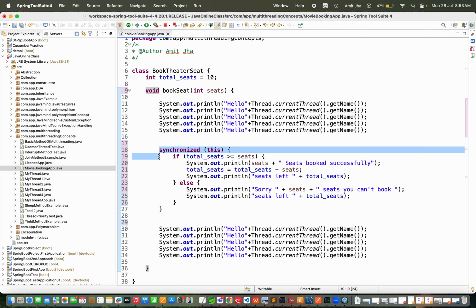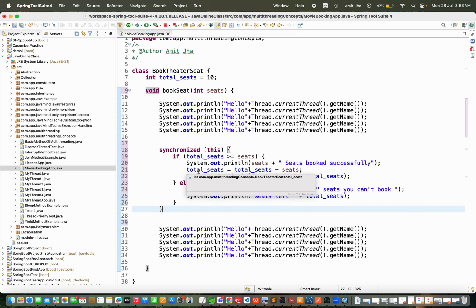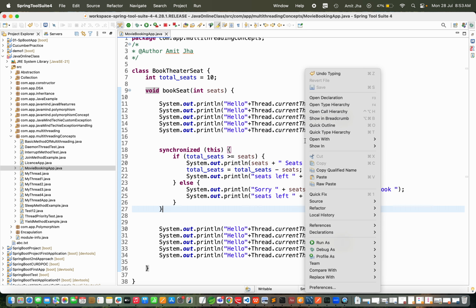So only this part will execute one by one. The first thread will come to execute this part. Once it's complete, the other will execute this block. Now I will run the application. You can see what result will print. Both threads will simultaneously execute this method. We'll see.